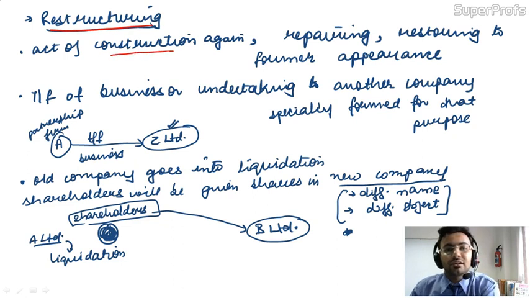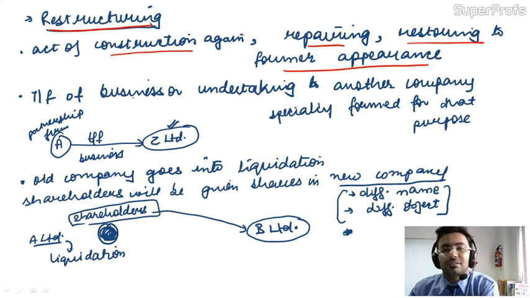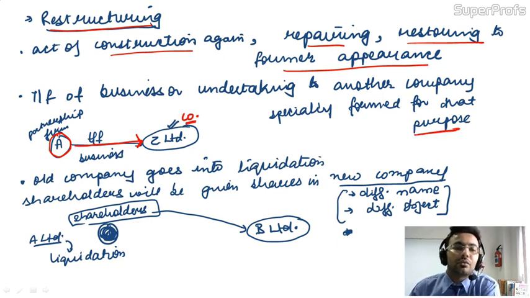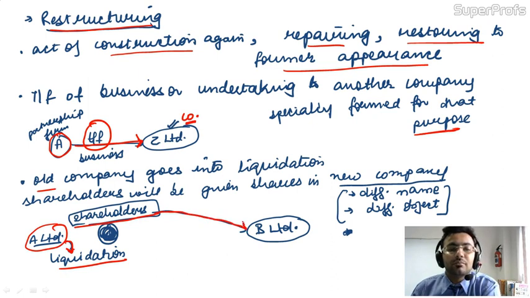Now it's all about reconstruction, the act of restoring to the former appearance, transferring a business. This was a partnership firm and the whole business has been transferred to Z Limited, which is a company. So you have formed a company for the purpose of transferring your business. The old company, A Limited, went into liquidation. Now all the shareholders of A Limited will be given shares in B Limited. This B Limited, the new company, can have a different name and a different object as well.